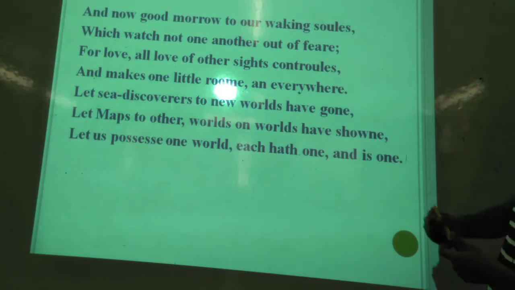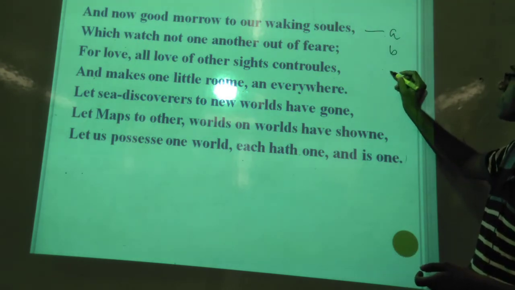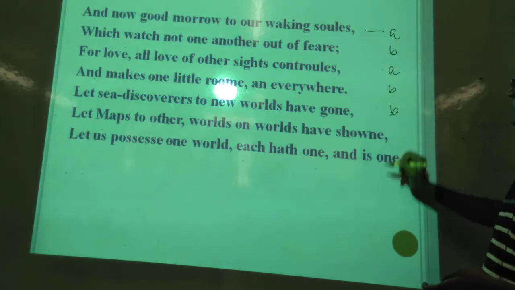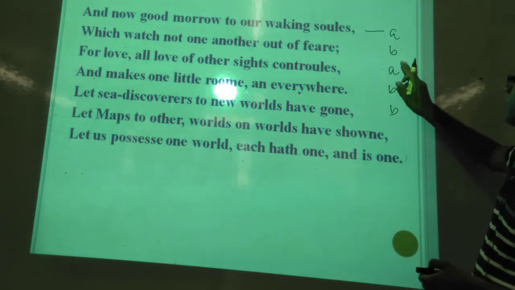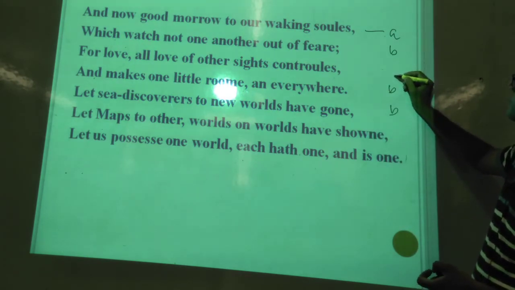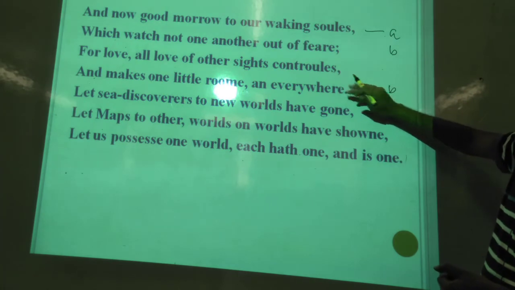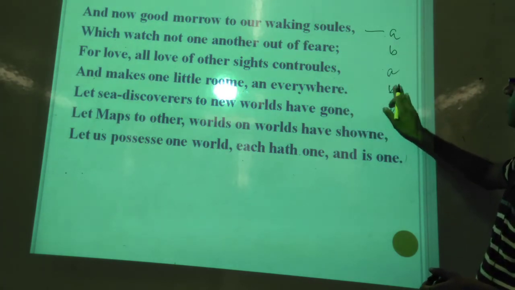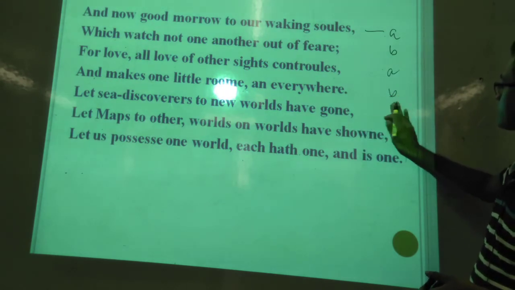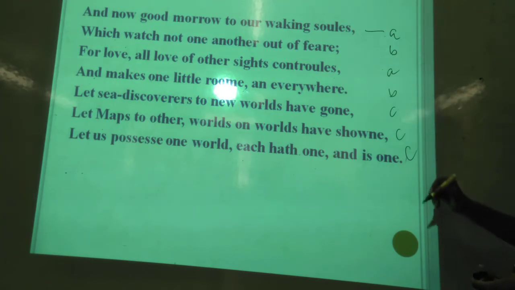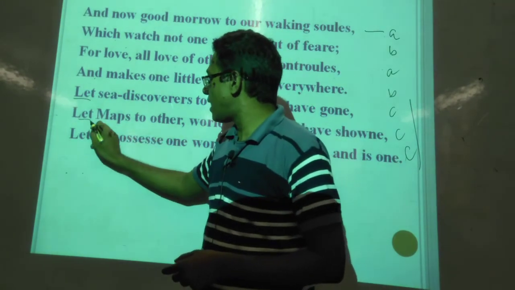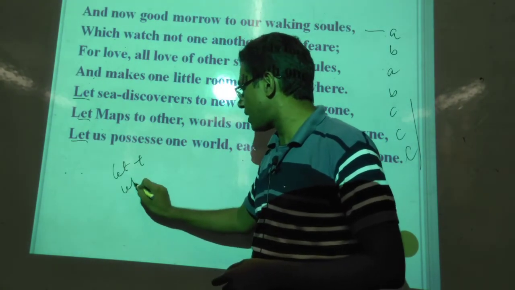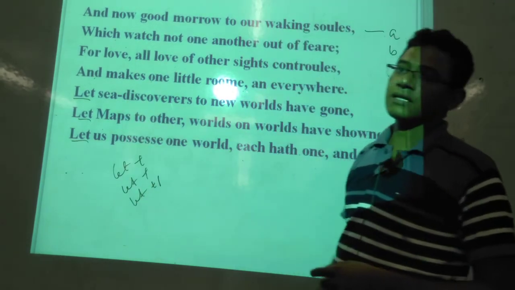Now let us count them. First of all, we should see that this is A, this is B, this is A, this is B. Then it should be souls, and it is what? Controls, obviously A, and it is everywhere, not B. The fear, yes, obviously B. This should be C. In the previous stanza, we have seen also that the last three were the same. Gan, Shon, and On.